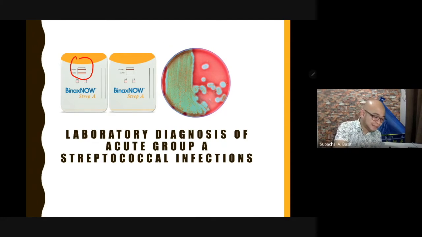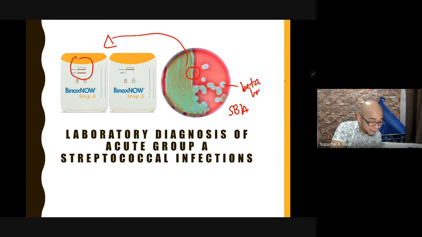From here we can actually do the lateral flow assay. This one is commercially available; for this illustration, the brand is Binax Now for strep A. So again, this is the sheep's blood agar wherein you can find colorless colonies since group A streptococcus can produce beta hemolysis.